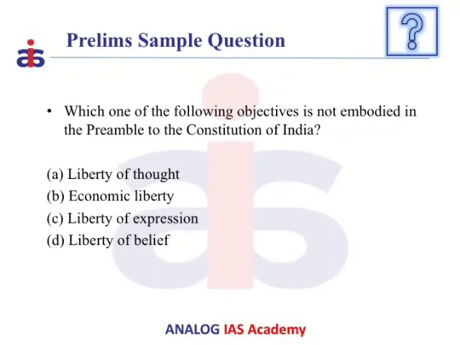Now let us see a previous year question based on this. Which one of the following objectives is not embodied in the preamble to the Constitution of India? A. Liberty of thought. B. Economic liberty. C. Liberty of expression. D. Liberty of belief. Our preamble gives the liberty of thought, expression, belief, faith and worship, not the economic liberty.